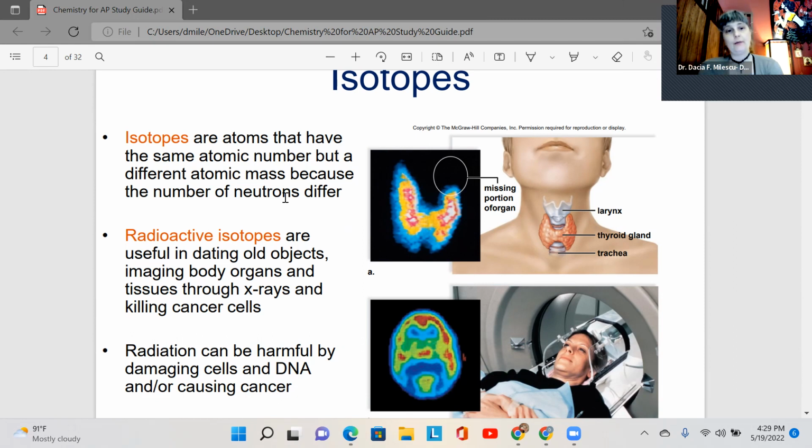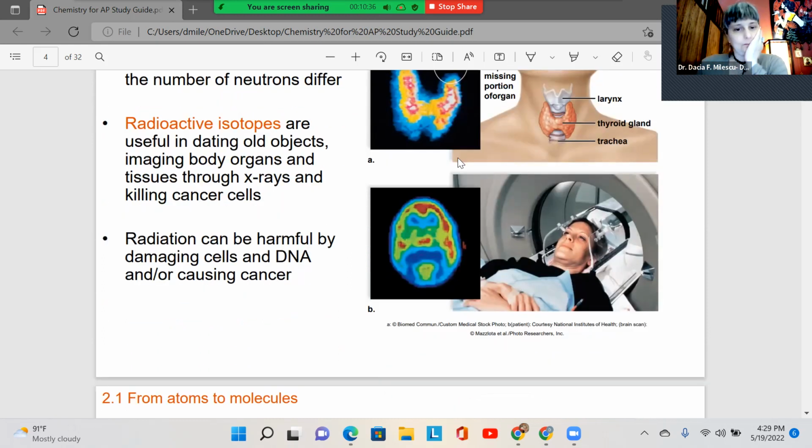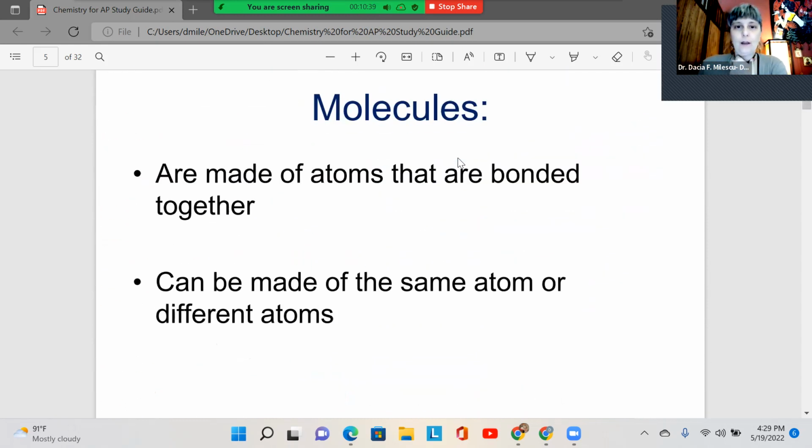Well, let me tell you, the radioactive isotopes are useful in dating old objects. We use that imaging body organs and tissues through X-rays. So this is why we don't want to use X-rays too much, because it can cause cancer. It's radioactive. Okay, but we can also use it to kill cancer cells. Amazing, right? Radiation, obviously, can be harmful, it can damage the cells and be harmful to DNA.